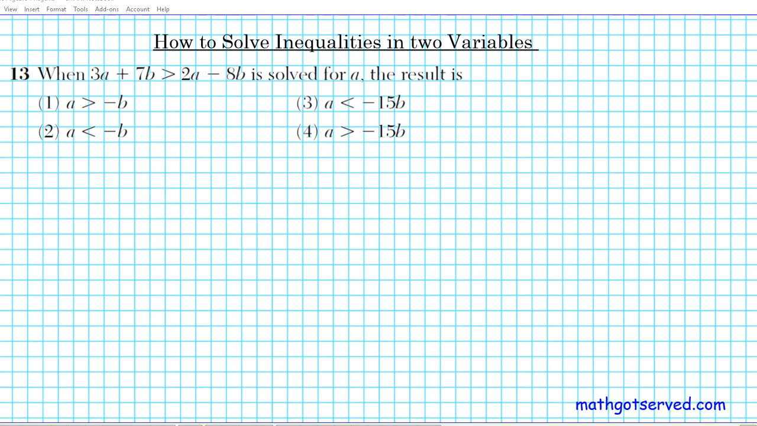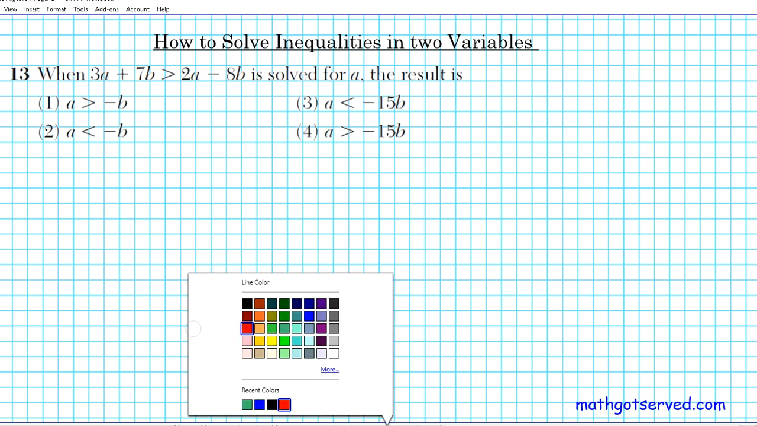Alright, let's take a look at question number 13. In question 13, we're going to be looking at how to solve inequalities in two variables. Question 13 reads: when 3a plus 7b is greater than 2a minus 8b is solved for a, the result is... So what we have here is an inequality. What are we supposed to do when we're asked to solve for a particular variable in an inequality?